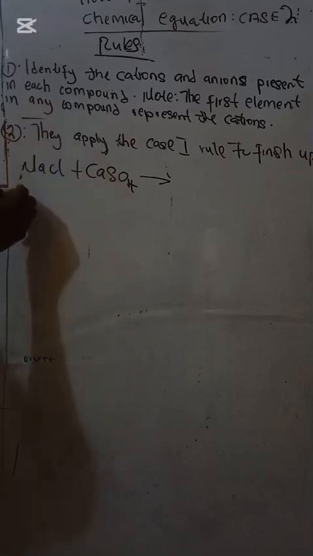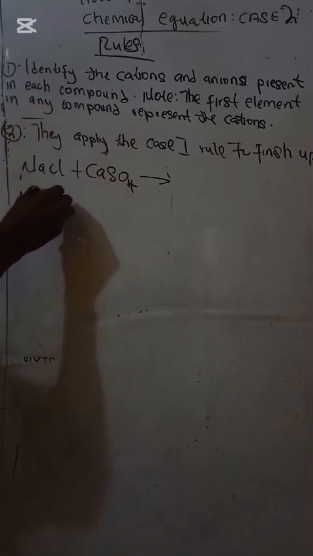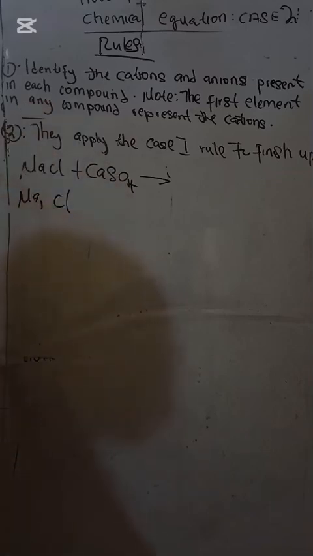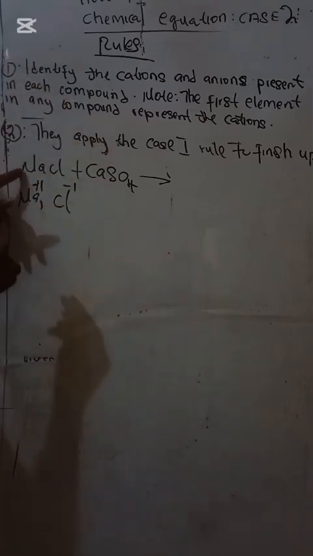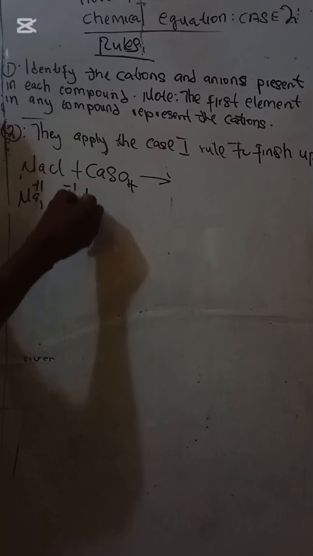Now look at this. So this is Na, and I will quickly write Cl. Now, the charge of Na from our first video is +1, while the charge of Cl from our video is what? -1. So these are the cation and the anion present in NaCl. Then you now write plus.